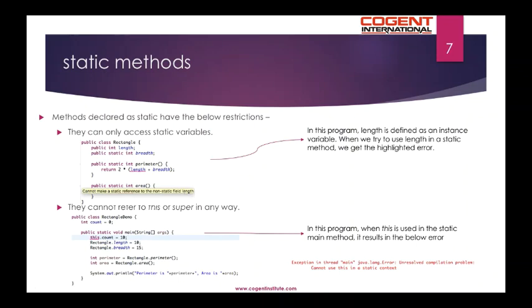The static methods also cannot refer to this or super in any way. So in this program, when this is used in static main method, it results in the below error. Exception in thread main, unresolved compilation problem, cannot use this in a static context. The reason being static is at the class level and this refers to a specific instance.